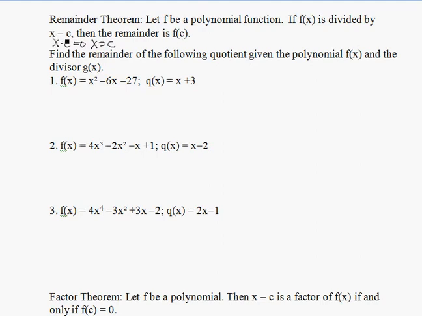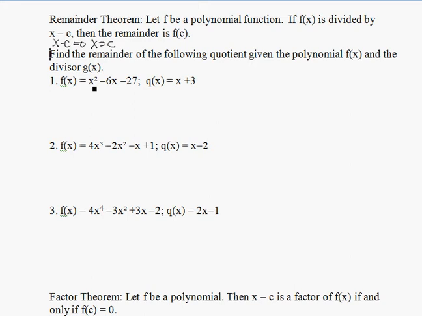So the same thing as dividing x minus c into the function, whatever remainder you get is the same thing as just solving this simple equation and evaluating the function at that number. That'll give you the remainder. Let's look at a simple example.